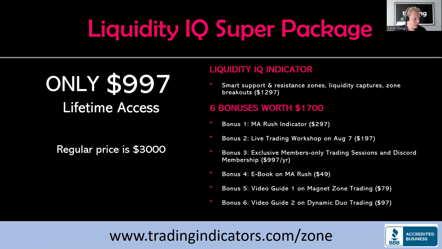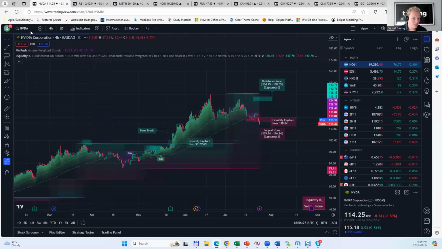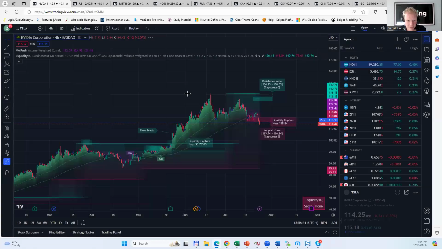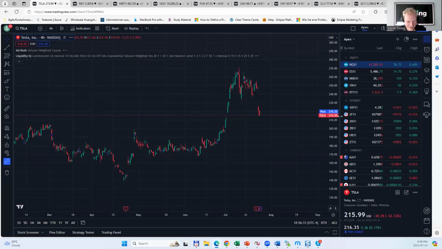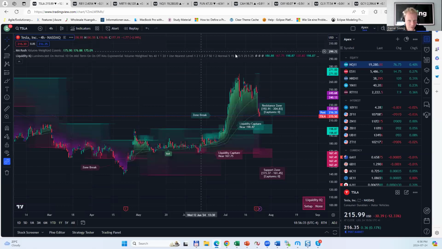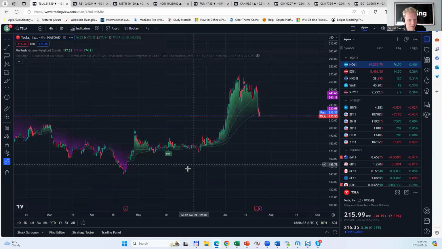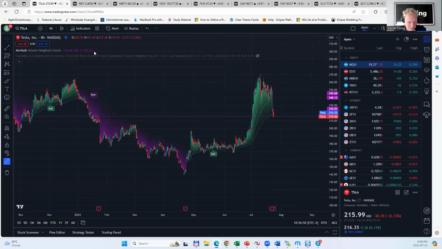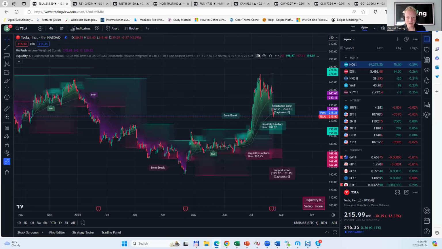Okay, so we have these two symbol requests. Tesla, let me go back. All right, Tesla also gapped down today quite a bit. Let me just put on only MA Rush to get an idea about the momentum. It's bullish. You can see it here. That was bearish here. Look at these beautiful follow-throughs. As I mentioned before, some users only trade these signals. Anyways, let me add Liquidity IQ to it.